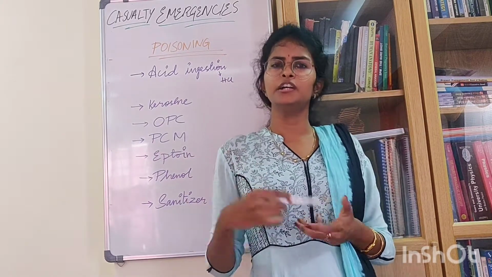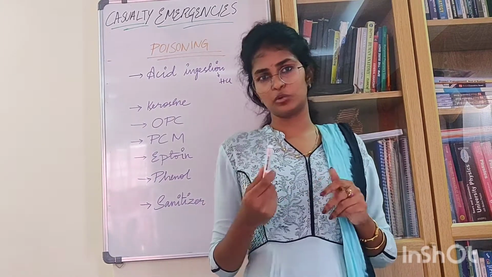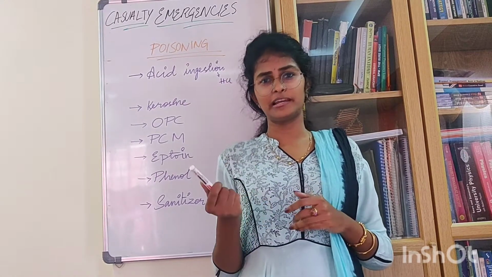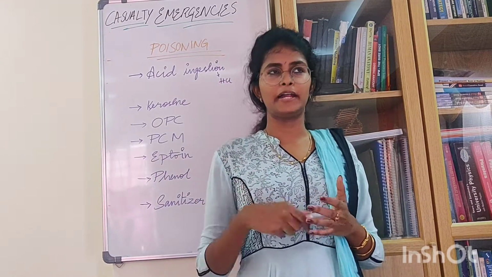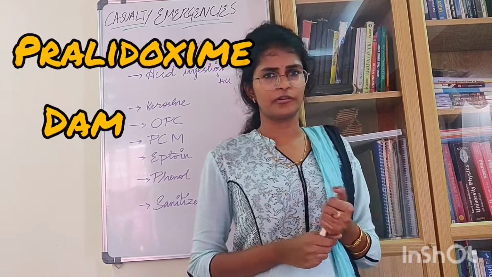So what are they? Dry, warm, flushed skin, dilated pupils. That is something you look for. After that, you have antidotes like DAM and pralidoxime, and that is what you do for organophosphorus poisoning.